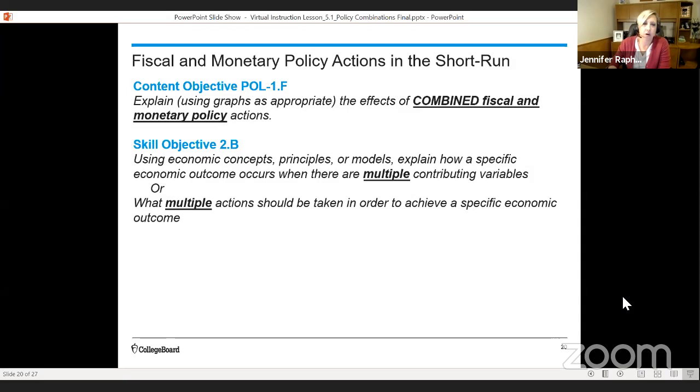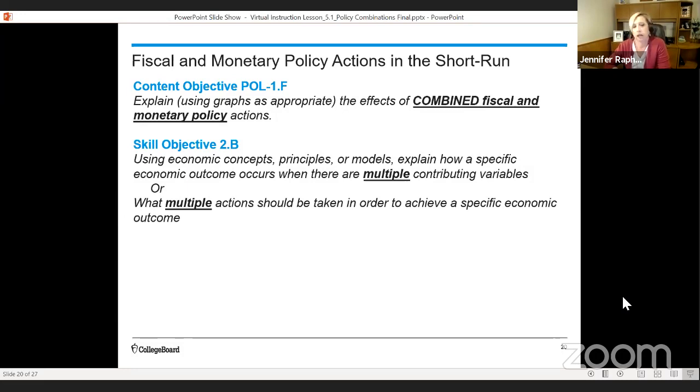All right, so Mr. Romano took you through a really comprehensive review of a lot of content that you learned in units 3 and 4. So unit 5 begins with topic 5.1, which is combinations of fiscal and monetary policy, just like Mr. Romano described. So that's what we want to be able to do in this section. We want to be able to explain using our graphs the effects of combined economic policy.